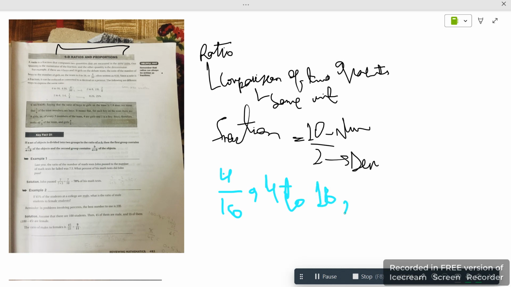Now if we need to write a ratio, the symbol is two dots like this, a colon. Yes, this is known as a colon in English. When we add a colon in between two values, this shows the ratio. So I've taken this example, 4 ratio 16. This could be written as 4 upon 16, 4 to 16, or 4 ratio 16.